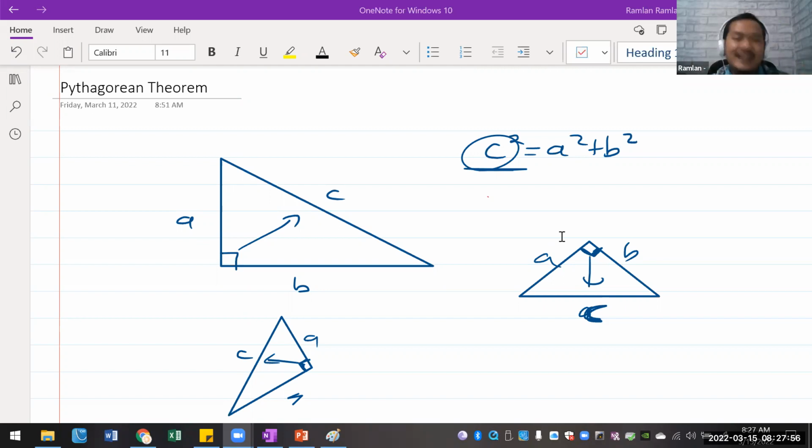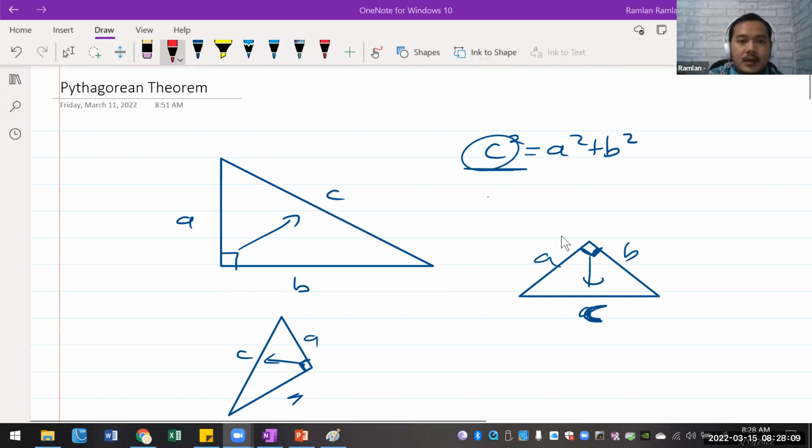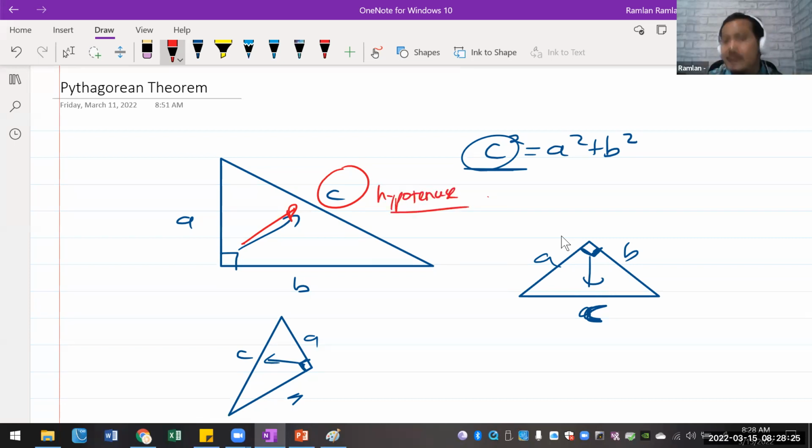Sorry guys, distraction. The one side that you cannot swap with other variables is the c. That c is always in front of the 90 degrees, right? So here, guys, this c is always in front of the 90 degrees. So every time you have a right angle triangle and you want to name a, b, and c, the first thing you need to do is to name the c. The c here, we call it the hypotenuse. In Bahasa Indonesia, we call it sisi miring.